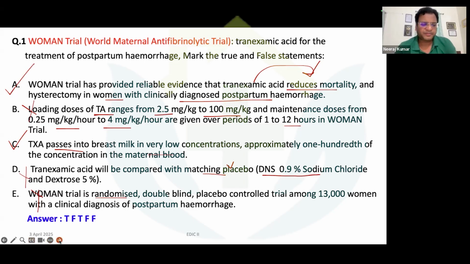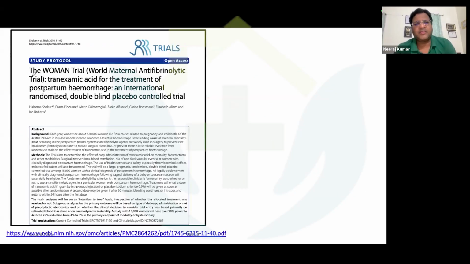Now you see why. Now, this was a study protocol. This was the WOMAN trial, which was an open access trial. You all can go and read this WOMAN trial also. And this was an international randomized double-blind placebo-controlled trial. The link has been provided here, but when you type the WOMAN trial, you will get this.